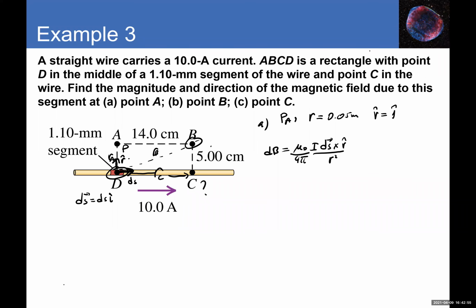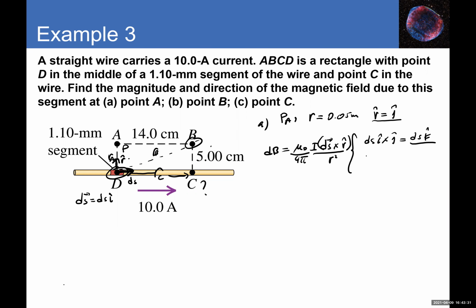So here you can do 2 different things. You can use the vector product, where you can say ds cross r hat becomes ds i hat cross r hat, where r hat is j hat, which they'll give you. ds i hat cross j hat will give you k hat. That means that this cross product ds cross r hat ends up being just ds k hat.